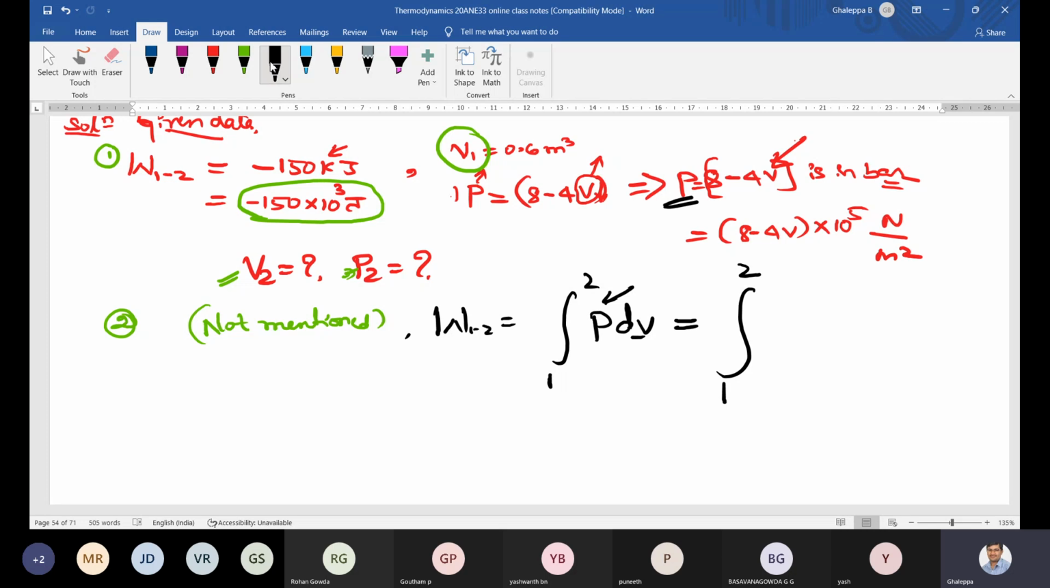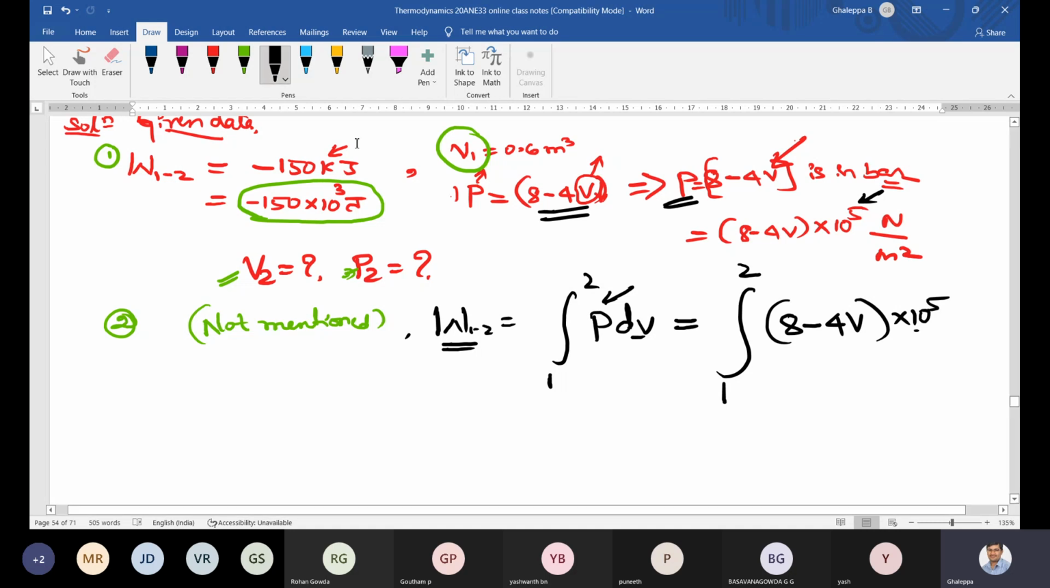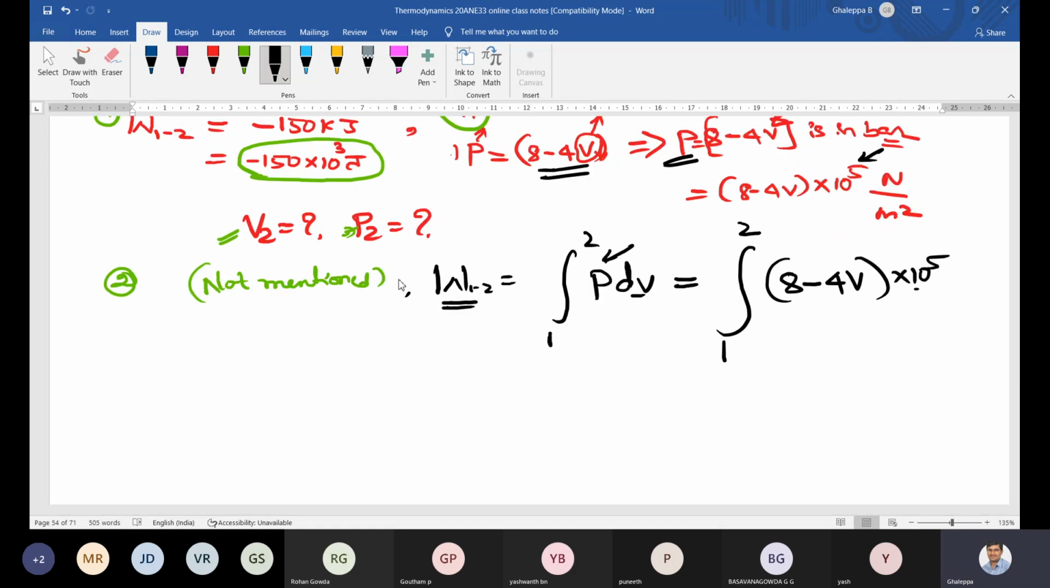What is the expression for P? 8 minus 4V into 10 to the power of 5. Do not forget this 10 to the power of 5, because we have converted into Pascal. So what is the value of work done he has given? Minus, he has given. On the left hand side, I will substitute minus 150 into 10 to the power of 3 is equal to, let me write the same equation, 8 minus 4V into 10 to the power of 5, that I will take outside, anyway it is constant, into dV. dV as it is.